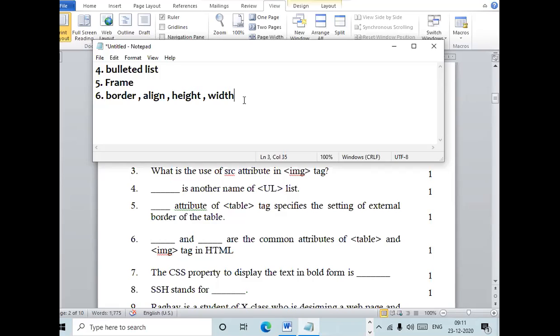Many of you have written this answer also. Beta, border color is only available in table tag. It is not available in image tag. So this is wrong.